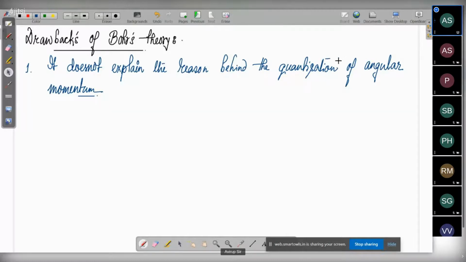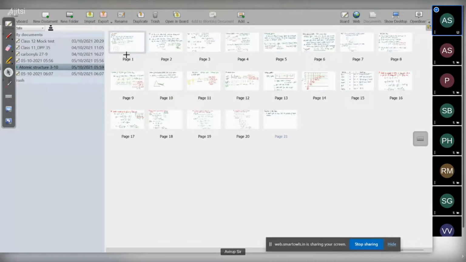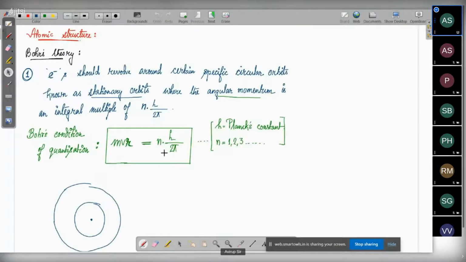As you had seen in Bohr's theory, in the statement that you had written, Bohr's theory of quantization had said that mvr is equal to nh by 2 pi. So that means he is fixing the possible values of angular momentum. What values can exist and which cannot, that was being fixed by Bohr.